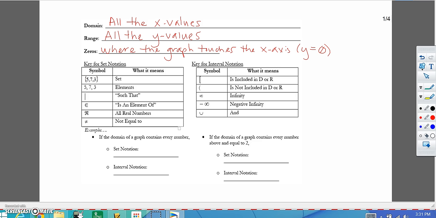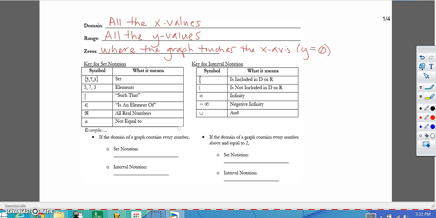So then there are two types of notation, set and interval notation, and there are symbols there. And we're going to be using these, but I don't necessarily care if you use them in your homework or tests or anything. I just want you to be able to recognize them if they are written on a test or an SOL.